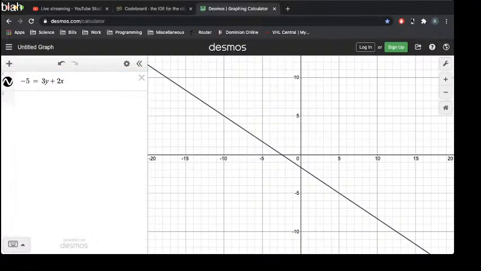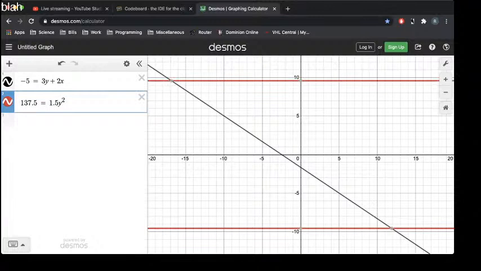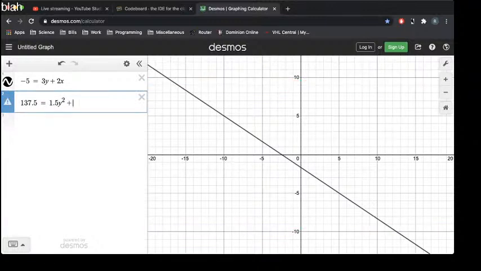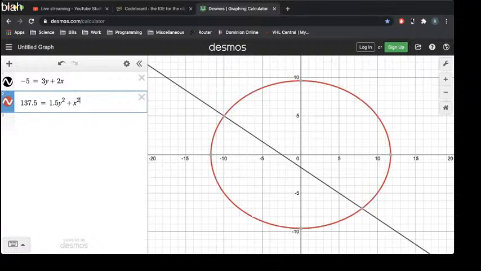It's a linear equation. It doesn't have any squares or cubes in it, so it's linear. My energy equation is 137.5 equals 1.5 y squared plus x squared. Now, if you remember from your math class, equations of this type, ax squared plus by squared equals c, are the equation of an ellipse. So the energy conservation equation is an ellipse.